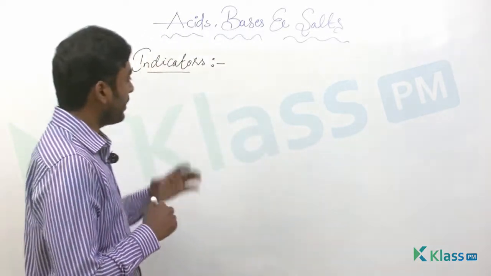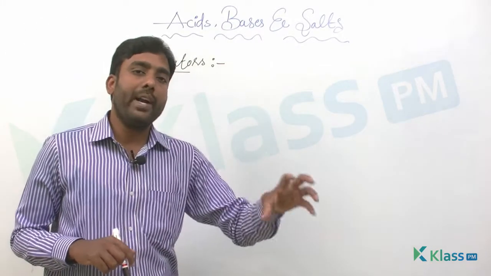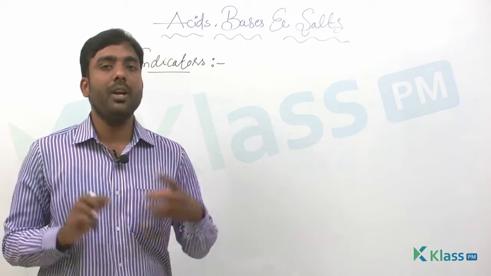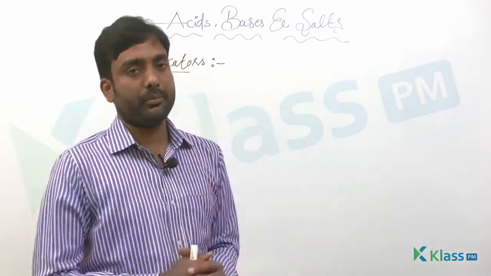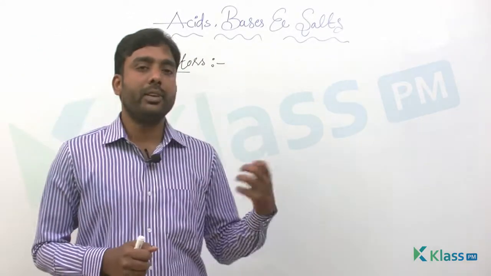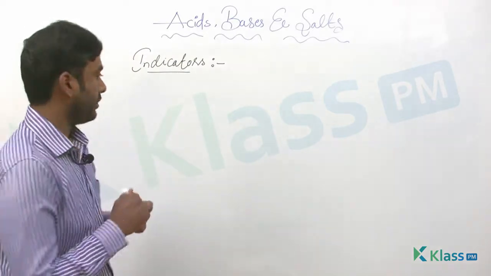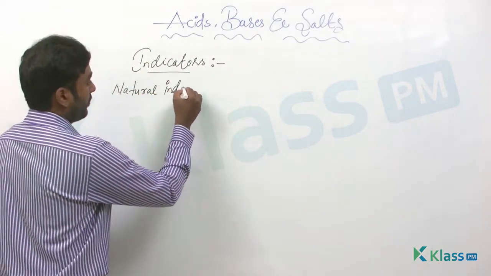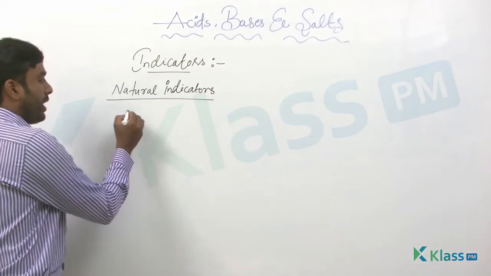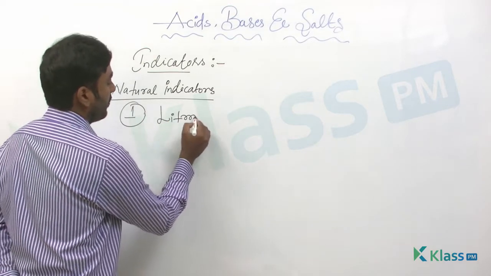So what are indicators? Indicators are substances useful to identify whether the given substance is an acid, a base or neutral by changing their color. There are two types of indicators: natural indicators and synthetic indicators. We will first discuss the natural indicators. The first natural indicator we will discuss is litmus.